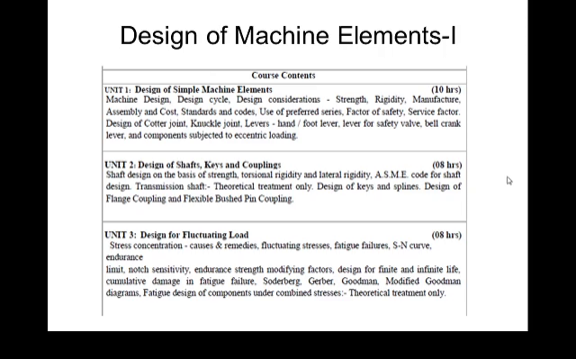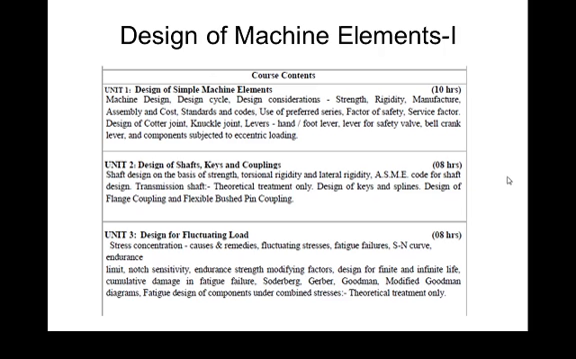Now, there are a total of 6 units for design of machine elements. Unit number 1 is the design of machine elements, where we'll have content like machine design cycle, design consideration, strength, rigidity, manufacturing, assembly and cost, standards and codes, use of preferred series, factor of safety, service factor, design of quarter joint, knuckle joint, levers, hand and foot operated lever, levers for the safety valve, bell crank lever, and components subjected to eccentric loading.